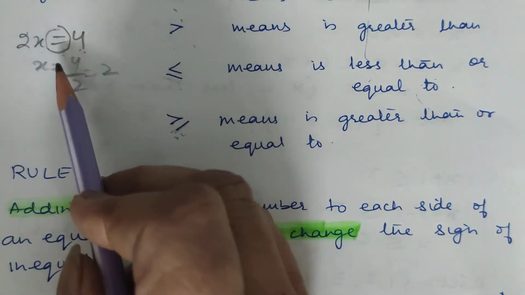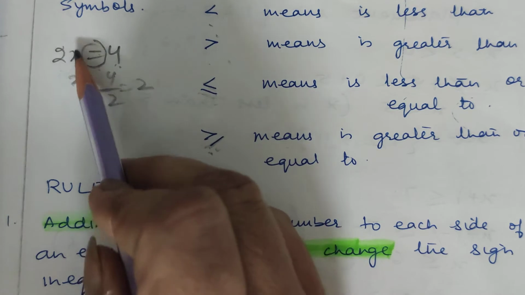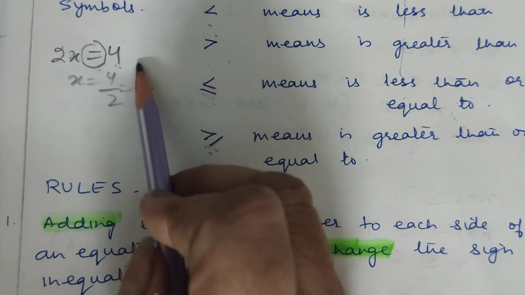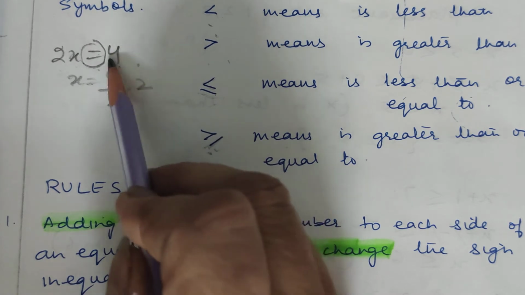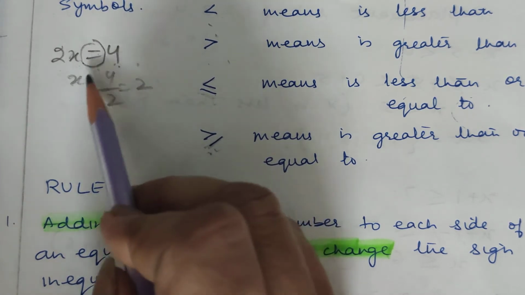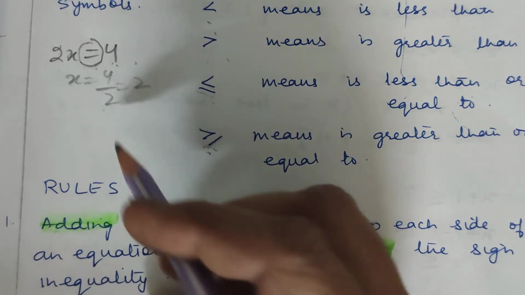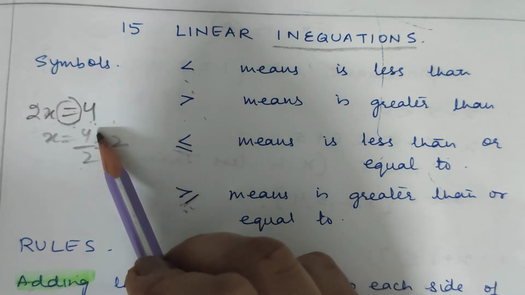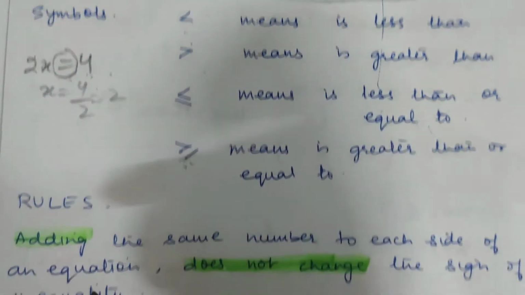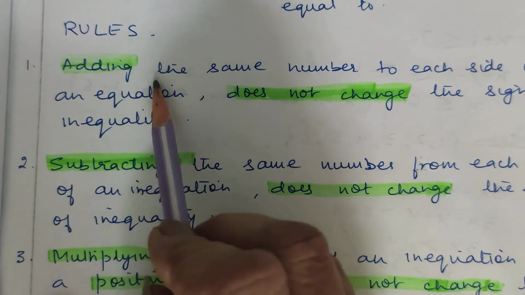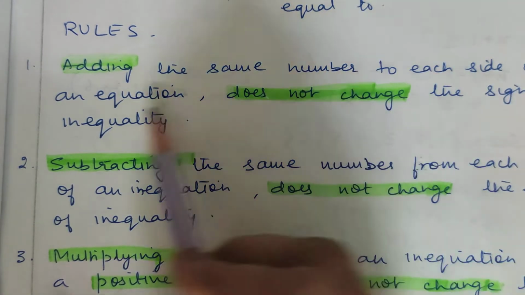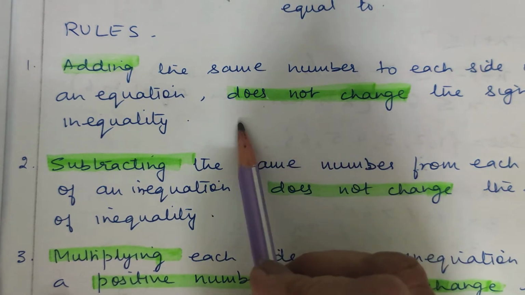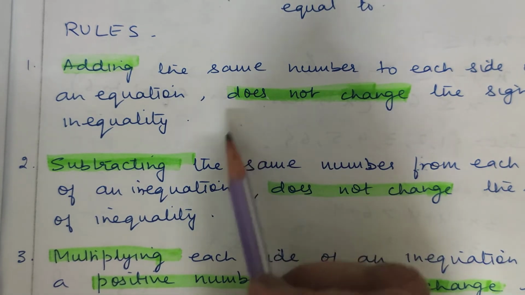Now in these sums you knew the plus sign. If a number is on this side and you take this number to the other side, the sign changes. That is, plus and minus go together and multiplication and division go together. In inequations also you can use this method, but there are certain rules to be followed. If you add the same number to each side of an inequation, the sign of the inequality does not change.